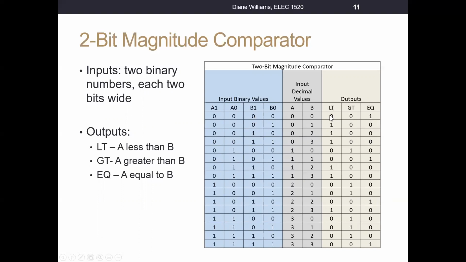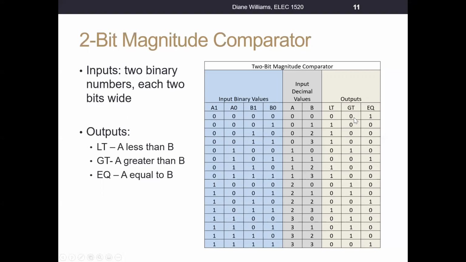This less than truth table was generated by saying, okay, here's A, here's B. Is 0 less than 0? No. A is 0, B is 1. Is 0 less than 1? Yes, it is. A is 0, B is 2. Is A less than B? Yes, it is. Output's a 1. A is 0, B is 3. Is A less than B? Yes, it is. So if you go through this truth table, you can see we have a 1 everywhere where A is less than B.